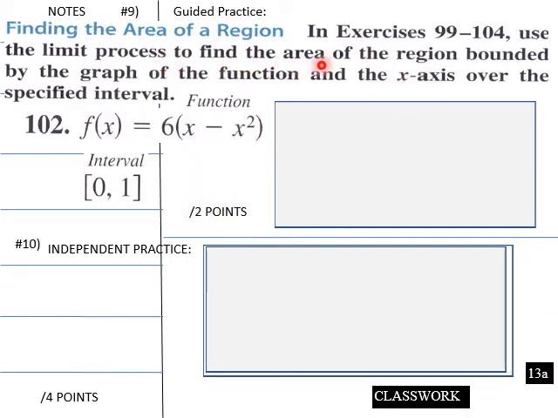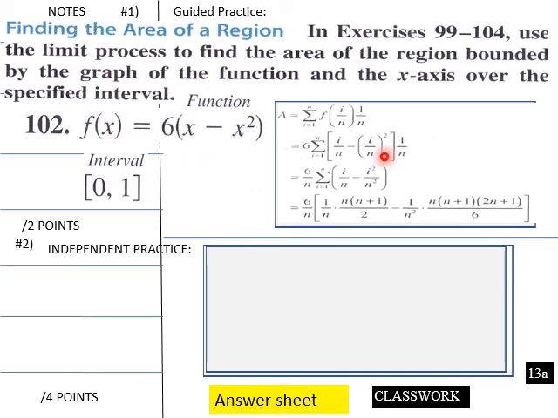Use the limit process to find the area of the region bounded by the graph of the function and the x-axis over the specified interval. So here's our interval here, f of x equals 6 times the quantity x minus x squared. So to find that area over that interval, we use our formulas for summations, which is up here, f of i over n times 1 over n. And then we pull our 6 out in front, and then we have i over n minus i squared over n squared multiplied by 1 over n. And then we pull this out in front as well. Then we're left with that.